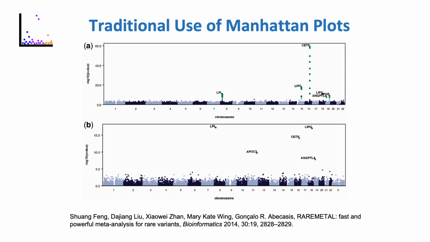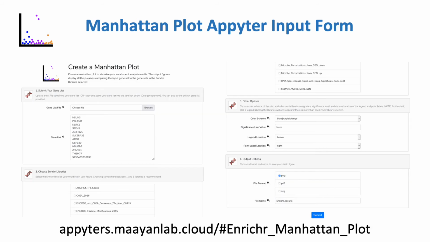In the Appyter I created, rather than being grouped by chromosome on the x-axis, gene sets are grouped by library. So while the plots are not useful for finding variance, they are useful for visualizing large amounts of enrichment analysis data at once. Here's the input form for the Manhattan Plot Appyter. Users can input a gene list, select Enrichr libraries, set a value for a significance line, select output options for saving plots, and more. Once everything is input and submitted, the Appyter creates two output plots.